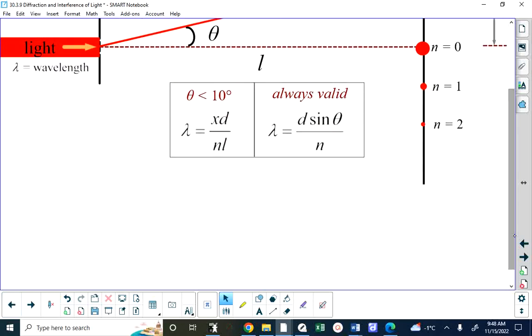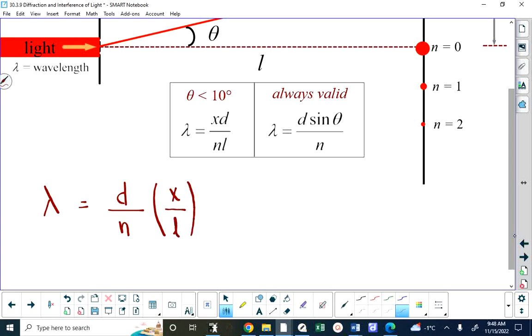So if we dissect this crappy formula, I can write this as d over n multiplied by x over L. And don't worry just for now why I've decided to do that. But would you agree that lambda equals xd over nL is the same as me writing that? Okay. And on the other hand, we have this good formula, which is lambda equals d over n times sine of theta.